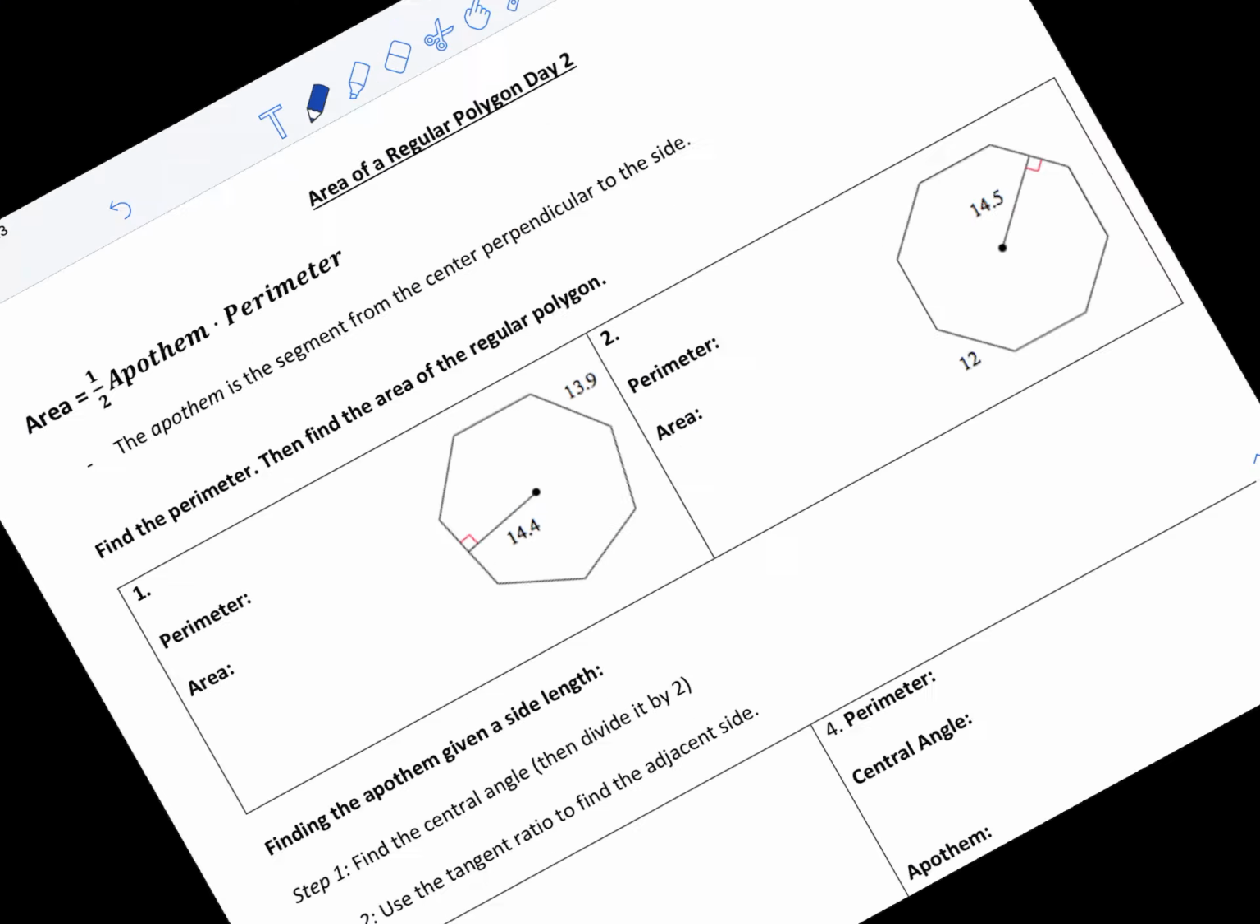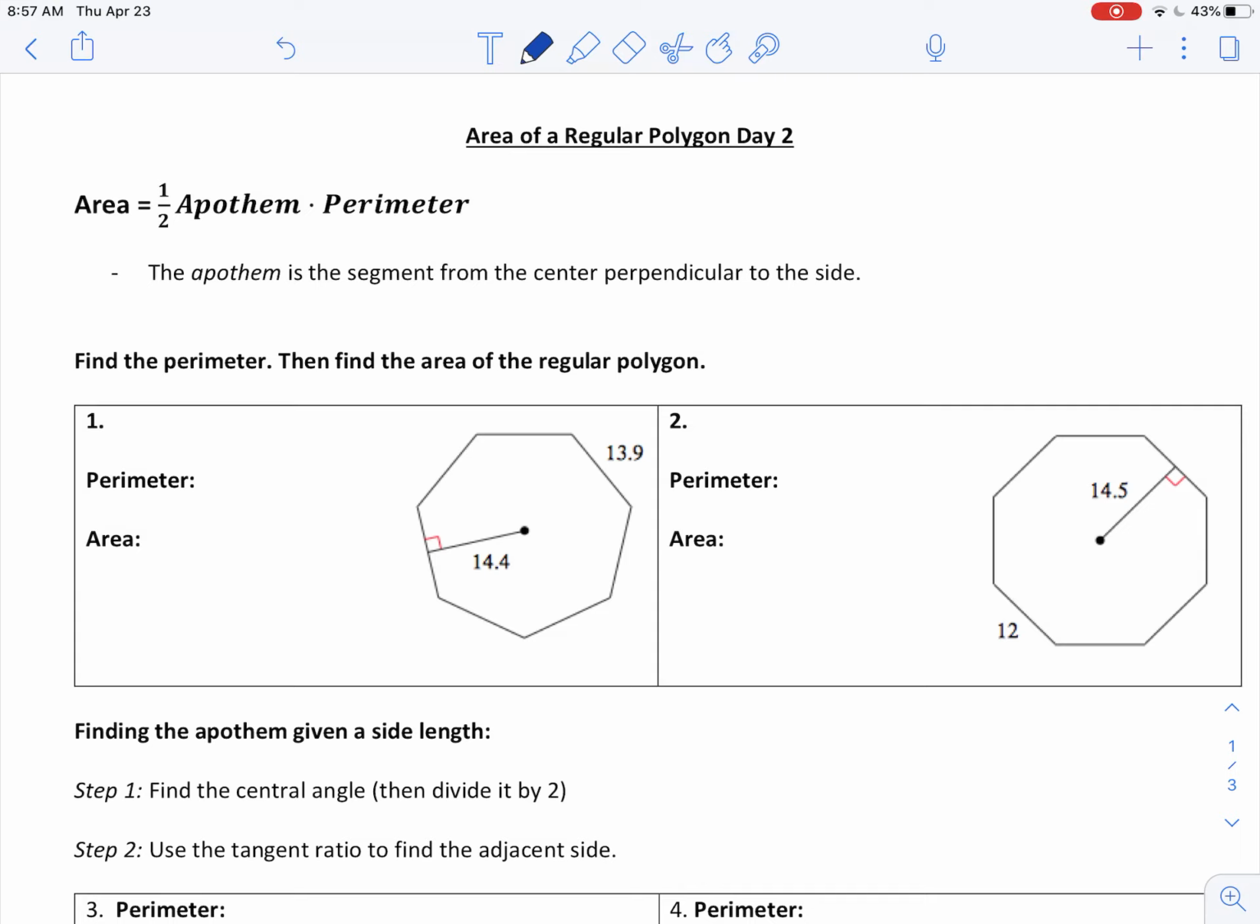Today we're going to be reviewing our area of a regular polygon formulas. So we need 1/2 times apothem times perimeter, but that apothem right there is the perpendicular segment from the center of your polygon to the edge.